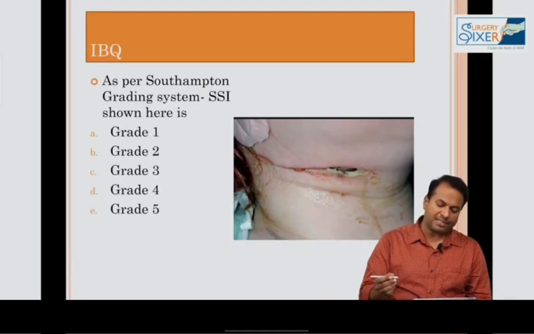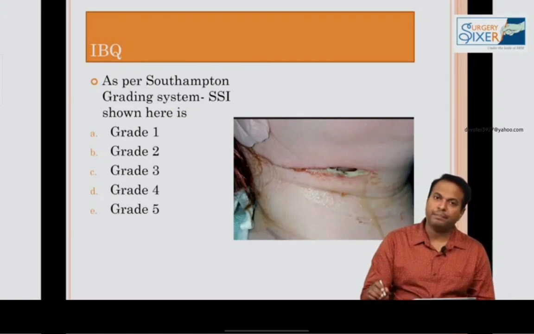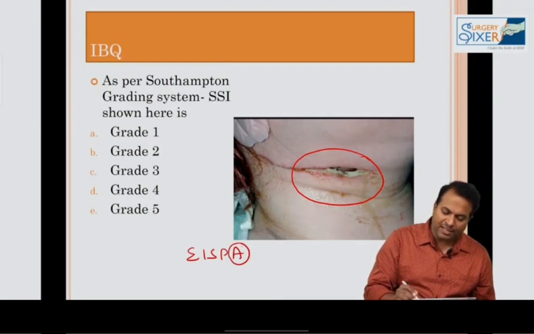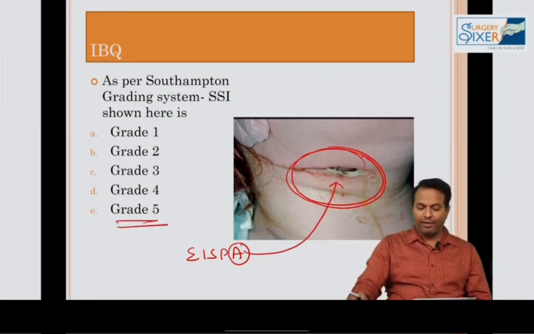As per the Southampton grading system, the surgical site infection shown here is what grade? Can you tell me what this grade is? This is wound breakdown. A for anatomical separation of the wound. This is grade 5 in the Southampton grading system.